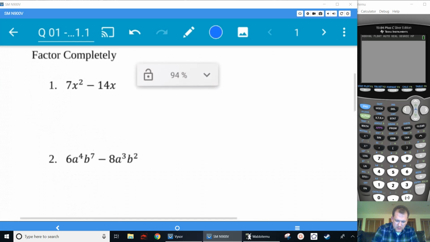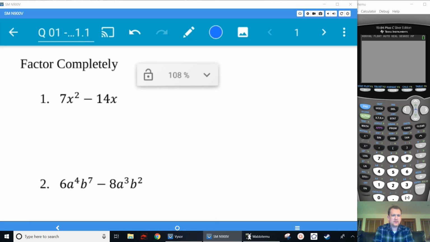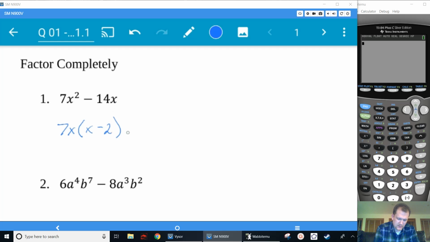So it wants us to completely factor these things. The biggest thing that comes out of both is a 7x. And then that leaves you with just an x there and then only a 2 there. So that's done.